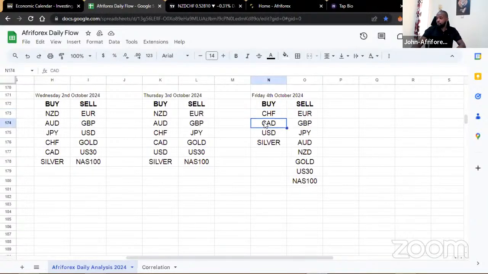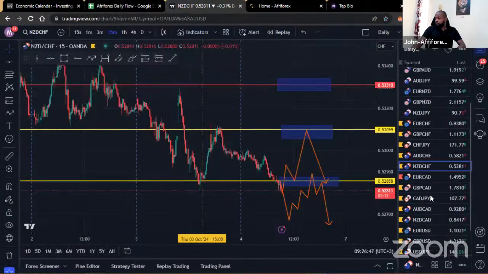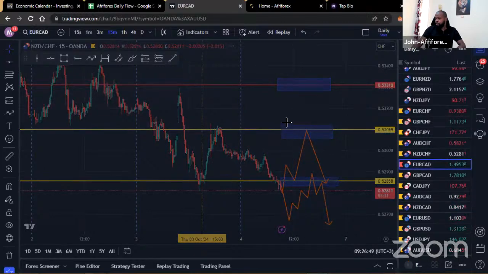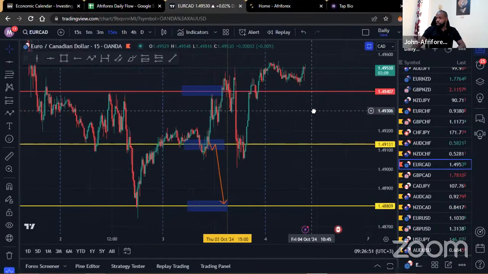So right now we're going to move on to the Canadian dollar pairs, and we're going to mix and match them up with everything on the sell side. So we'll start off with the euro against the Canadian dollar.